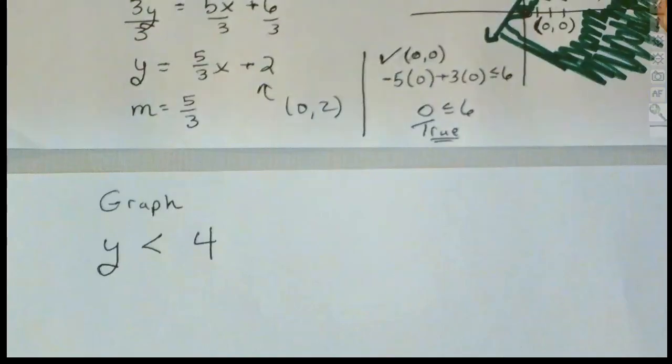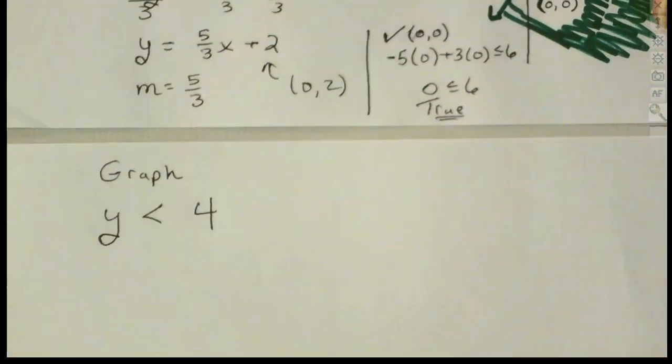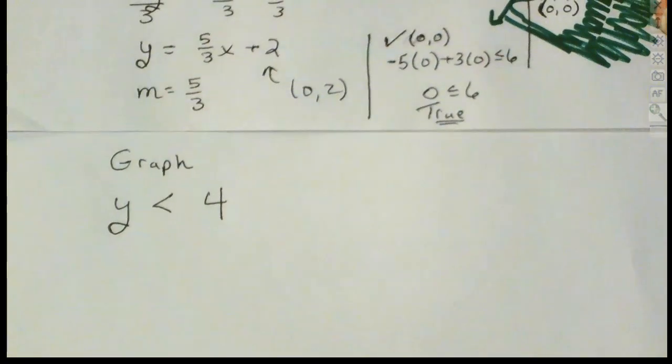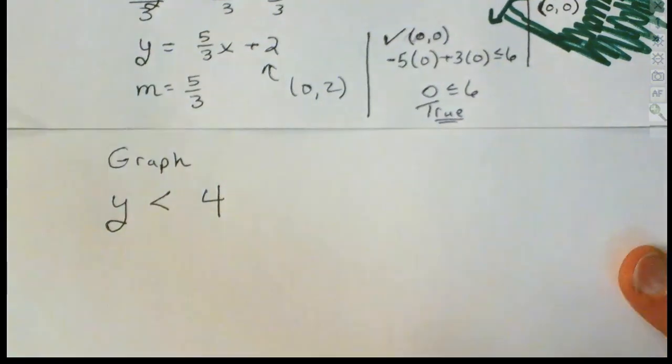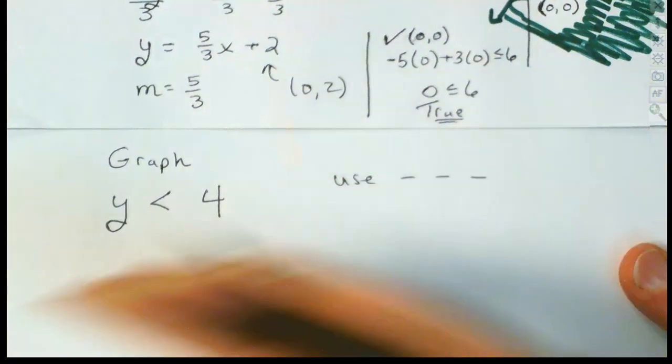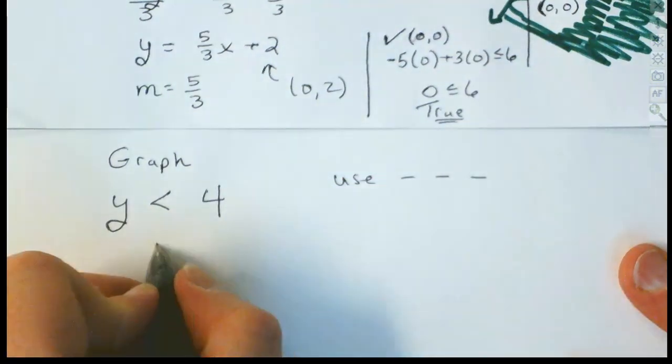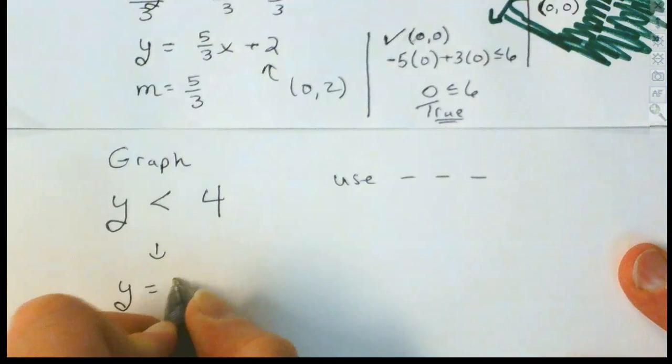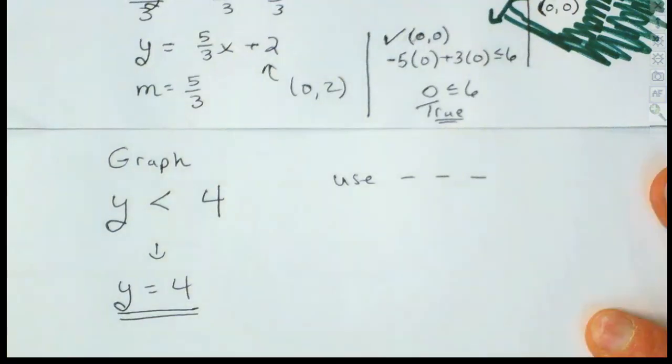So this one's going to be even easier than the last one. First off, solid or dotted line. Looks like we're going to be using a dotted line. And we replace that with an equals. And how would you graph y equals 4? Does anyone remember?